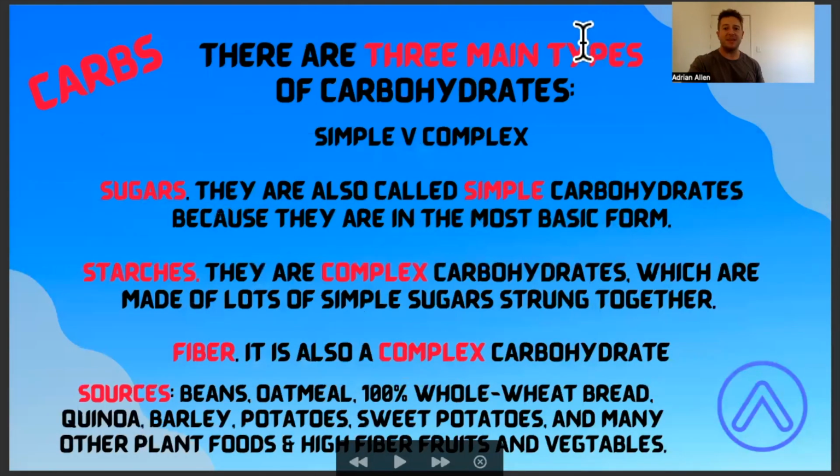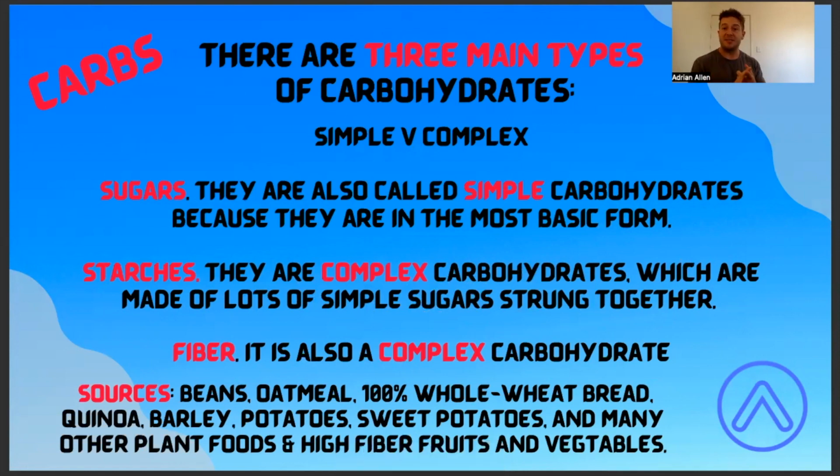Now, there are 3 main types of carbohydrates. We will be focusing on the simple versus the complex. For understanding the different types, we have sugars, which are also called simple carbohydrates. So your sweets, your jellies, the stuff that you shouldn't be eating that tastes really good, because they are in a most basic form. Starches, on the other hand, are complex carbohydrates, which are made up of lots of simple sugars strung together. So there's more of them together, but they become complex.